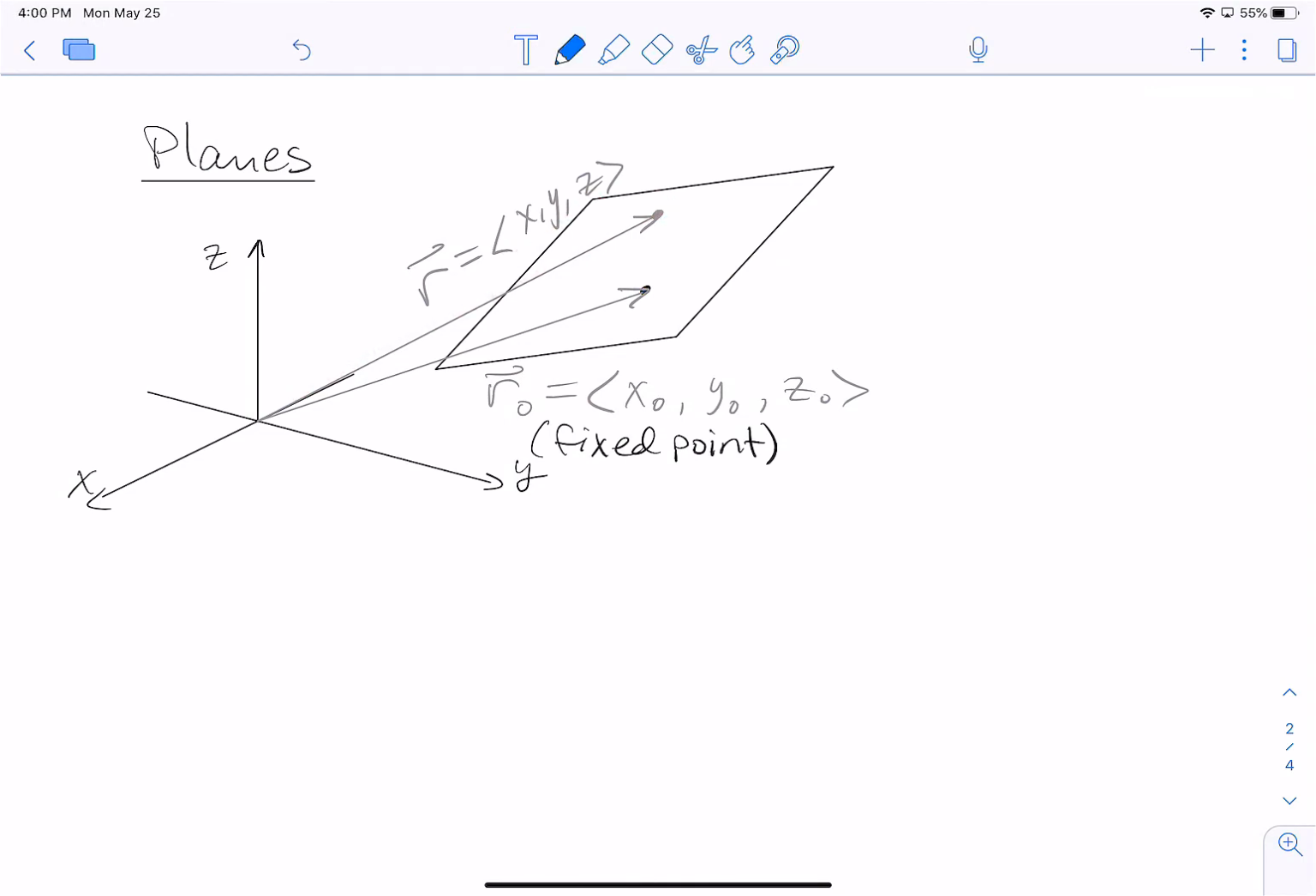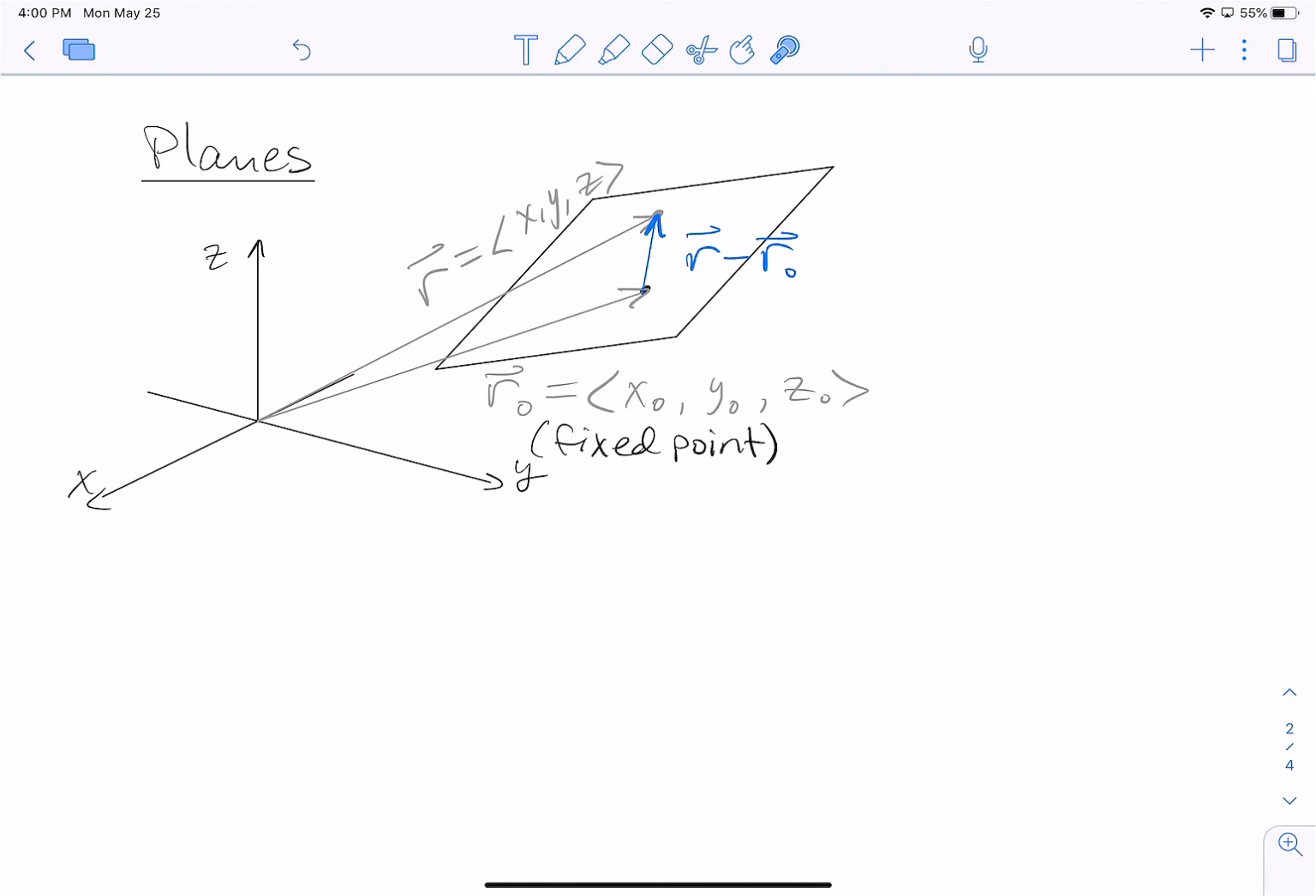We can create a vector that goes from the head of r naught to the head of r. And that vector is going to be r minus r naught. We saw something like that in a previous video. And boy, now we've done it. We've got one vector in the plane, a couple of vectors that aren't in the plane, but their heads are.